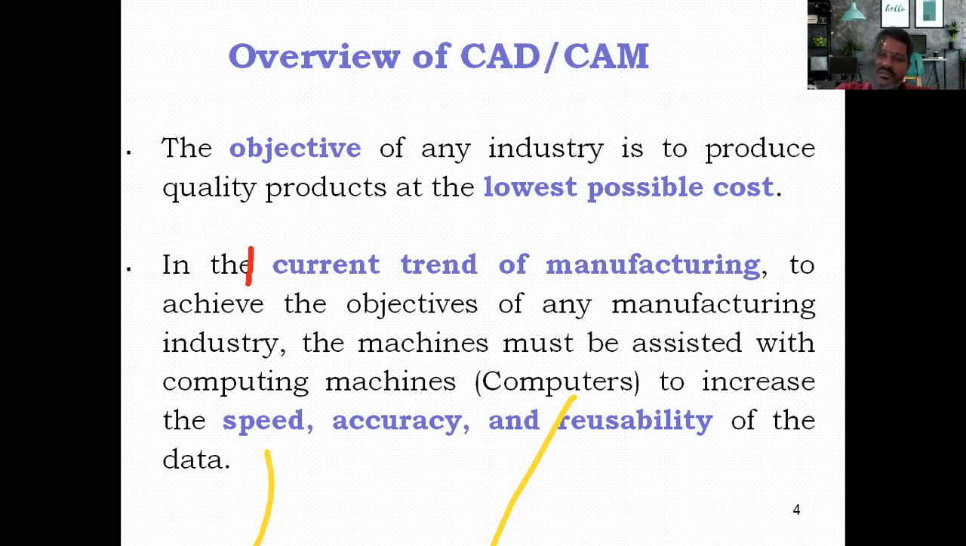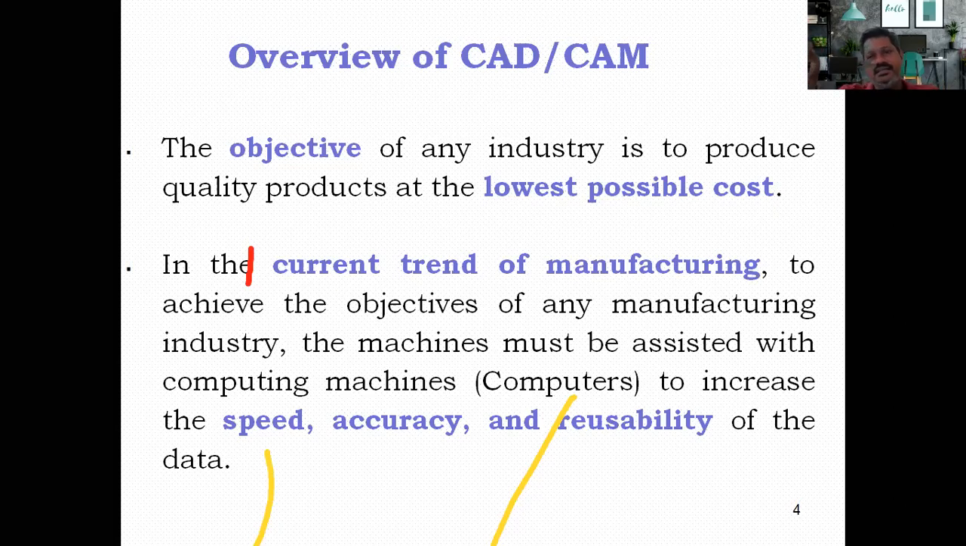Example, take the coupling. The coupling is designed to transmit 10 kilowatts power, and it is going to connect two shafts with a shaft diameter of 100 millimeters. Assume that. But a customer wants another design. He wants the coupling to transmit 5 kilowatts power, to connect the two shafts.